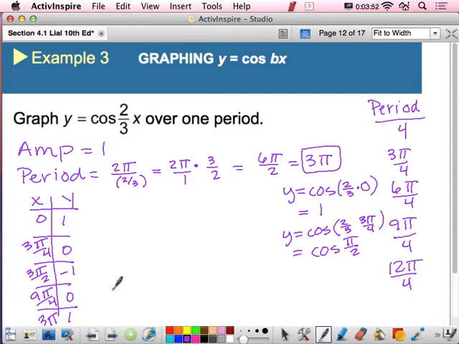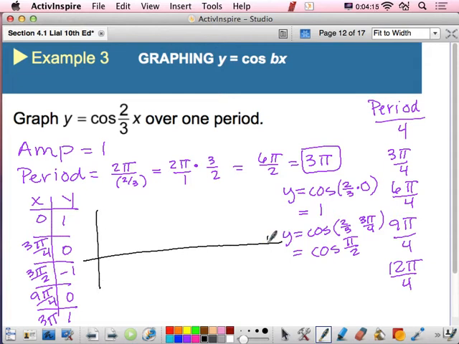So making this a fraction less than 1, did it make my period longer or shorter? Longer, yeah. So it changed it from 2 pi to 3 pi, which is kind of interesting. And then you just kind of graph it. Do you guys want to see me graph that one? Sure. I'm just going to do one period, okay?